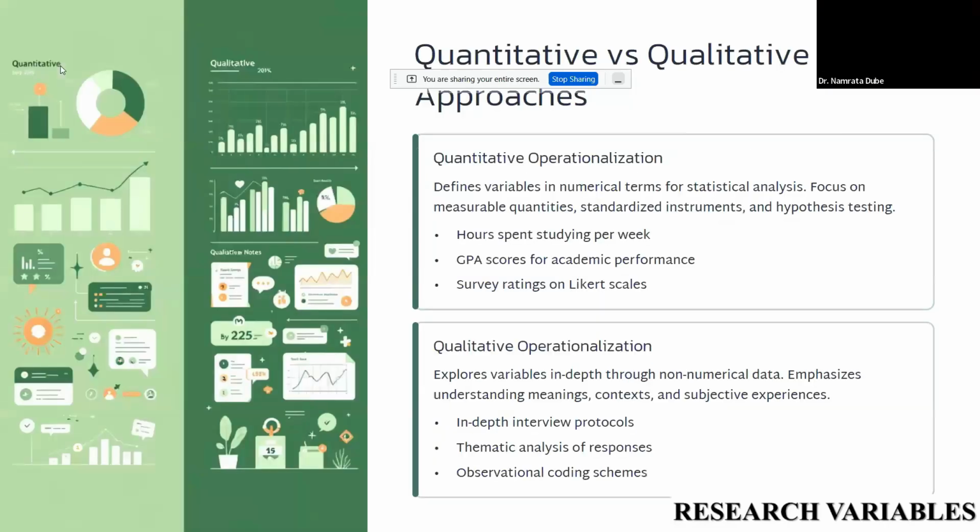Now, a very important question every PhD scholar, every researcher asks is: Madam, we have learned many things about quantitative and qualitative approaches towards variables, so how can we say which variable is what? So, quantitative operationalization: you define the variable in numerical terms for your statistical analysis. Today we are going to see this in the Excel part also. When you perform any analysis in Excel, it will not accept non-numerical values. It will only stick to numerical values.